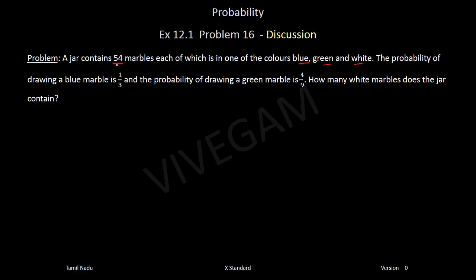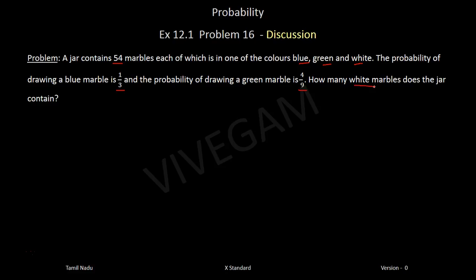Okay, it's an interesting problem. I marked it for you. So the jar contains 54 marbles. The colors are blue, green and white. The probability of getting a blue marble is 1 by 3. The probability of getting a green marble is 4 by 9. And the question is, how many white marbles are there?